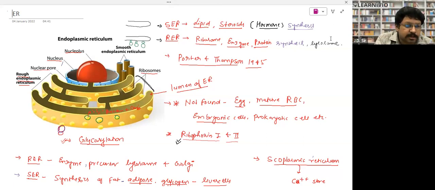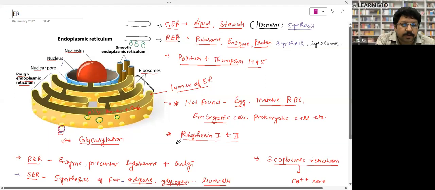Out of the endomembrane system, I have already discussed in the last class. In this endomembrane system, we discussed endoplasmic reticulum, Golgi complex, and lysosome, right? Okay. So lysosomes are of two types. Endoplasmic reticulum are of two types.